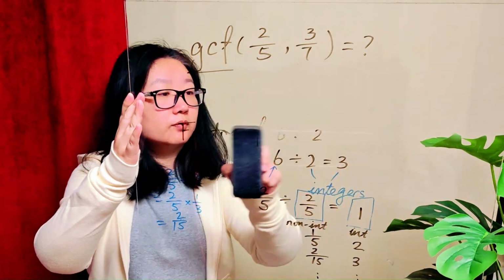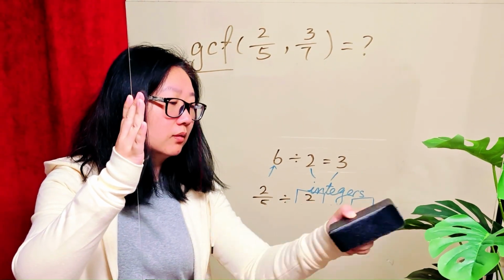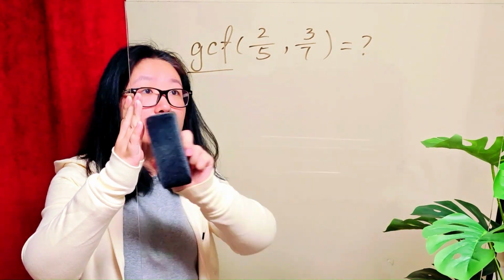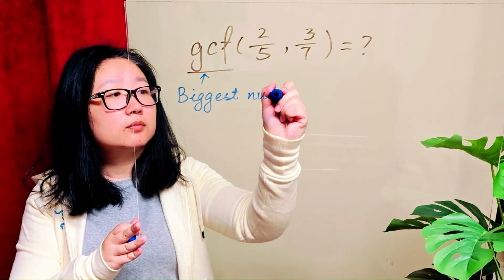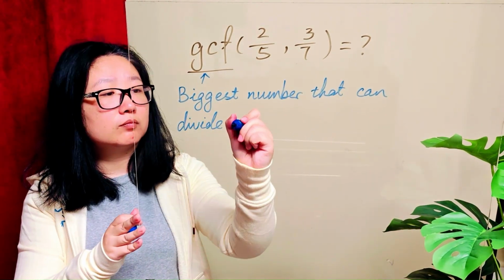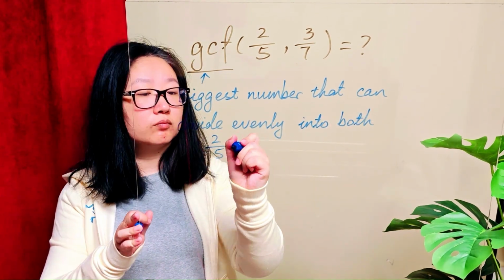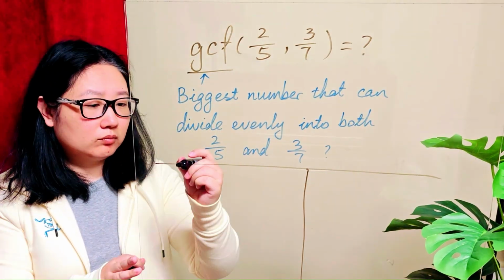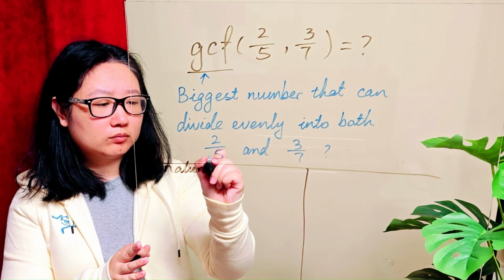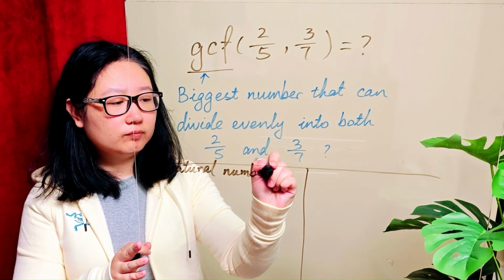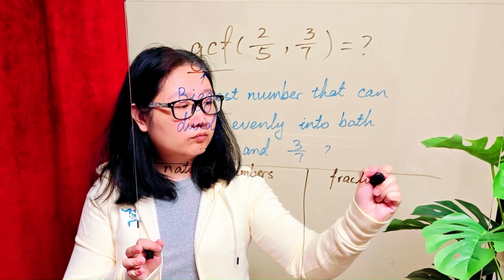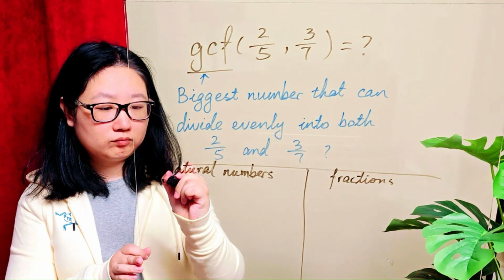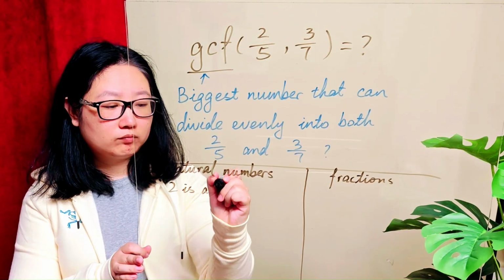Now we can take a look at the problem at the beginning, which can be translated into: what's the biggest number that can divide evenly into both 2/5 and 3/7? Notice that in this extended definition of factors for fractions, there are a couple of differences with how things work in the realm of natural numbers. First is that factors don't come in pairs anymore.